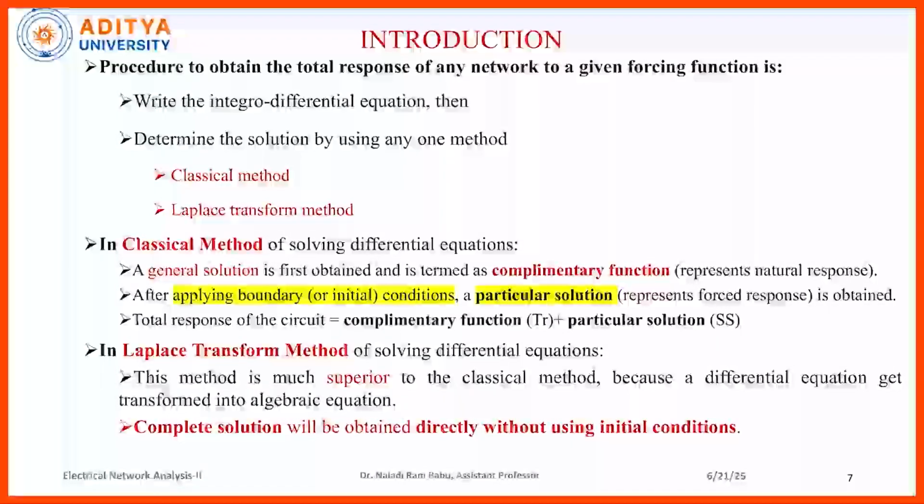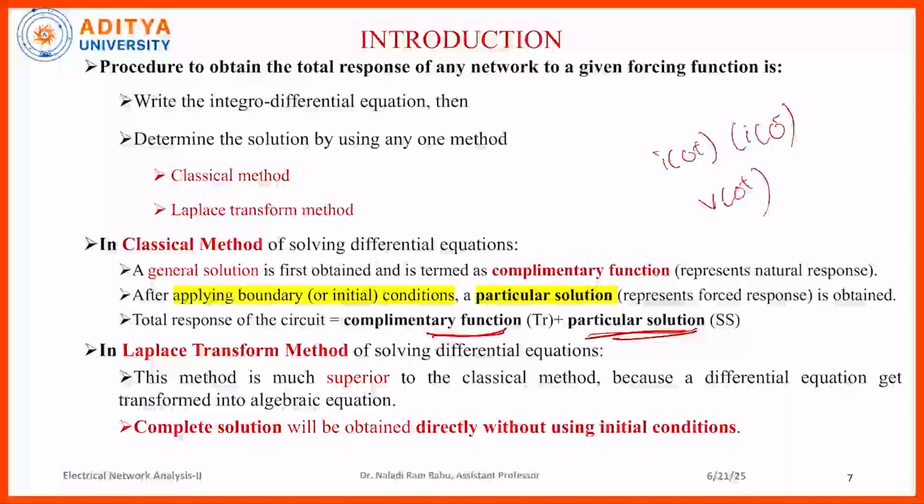Again, I am repeating it once. Listen carefully. In the differential equation method, we are going to find the solution in two parts. The first term is known as the complementary function part and the second term is known as the particular solution part. In the complementary part, boundary conditions are not applied. Directly by writing KVL equations, we can find it. Whereas in the particular solution, we are supposed to apply the boundary conditions, that is I of 0 plus and I of 0 minus or V of 0 plus or V of 0 minus. V stands for capacitance and I stands for inductance.